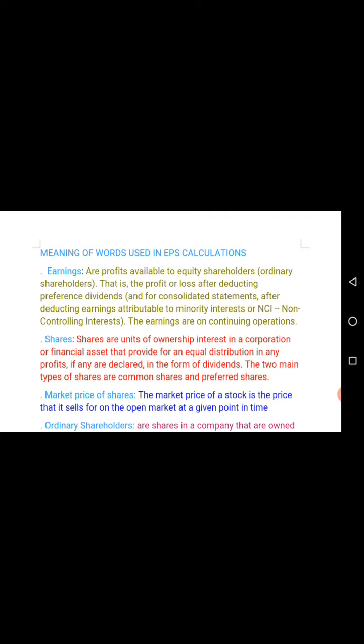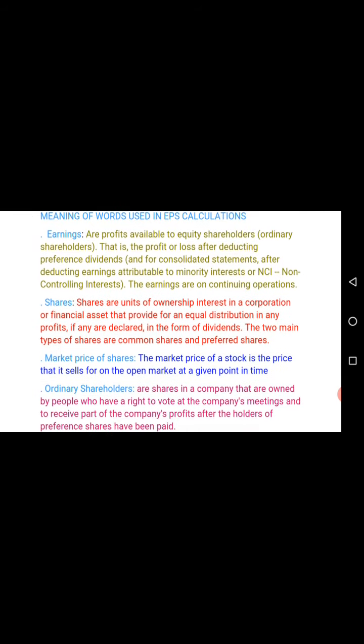So, after talking about that, we move to the market price of shares. It says the market price of a stock is the price that it sells for on the open market at a given point in time. Now, the open market we are talking about is the stock market.